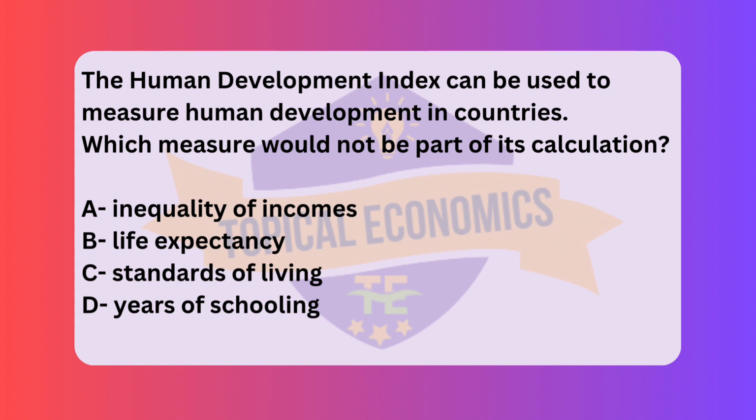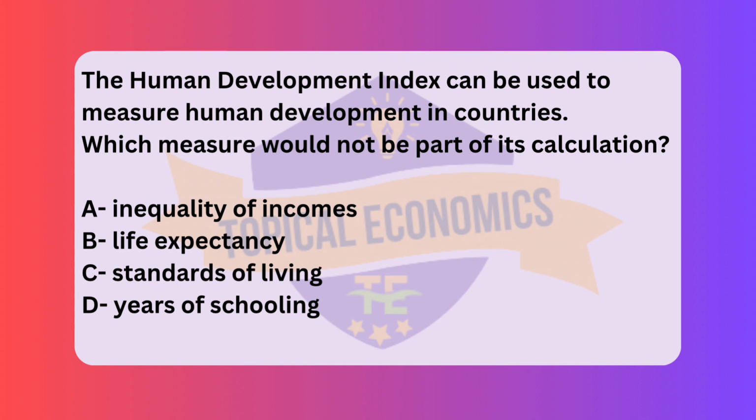So, life expectancy is an essential part of the HDI calculation. Next, option C, standards of living, is part of the HDI, and it is measured by GNI per capita. GNI per capita reflects the average income in a country and is used to assess the material well-being or standard of living. Therefore, this is also included in the HDI.